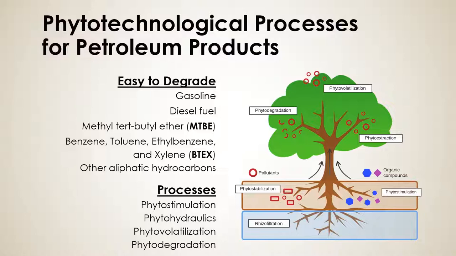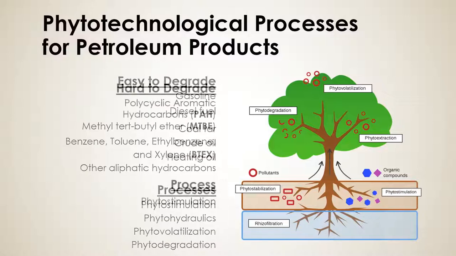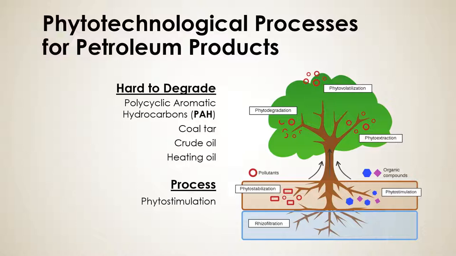We can use phytostimulation, phytohydraulics, phytovolatilization, and phytodegradation. Whereas with the harder to degrade ones, phytostimulation, based on the research that I've seen, is really the only effective way to work with these. These are going to be your polycyclic aromatic hydrocarbons, coal tar, crude oil, heating oil. We have fewer options available to us.